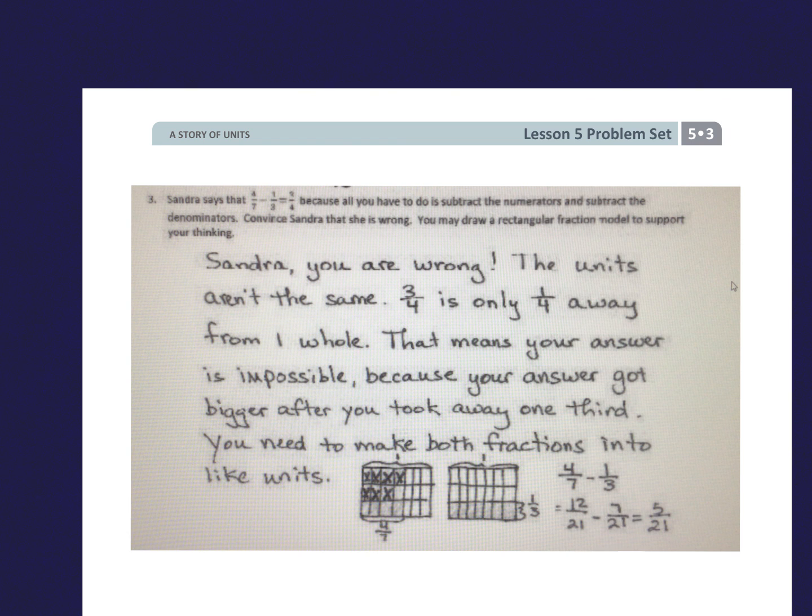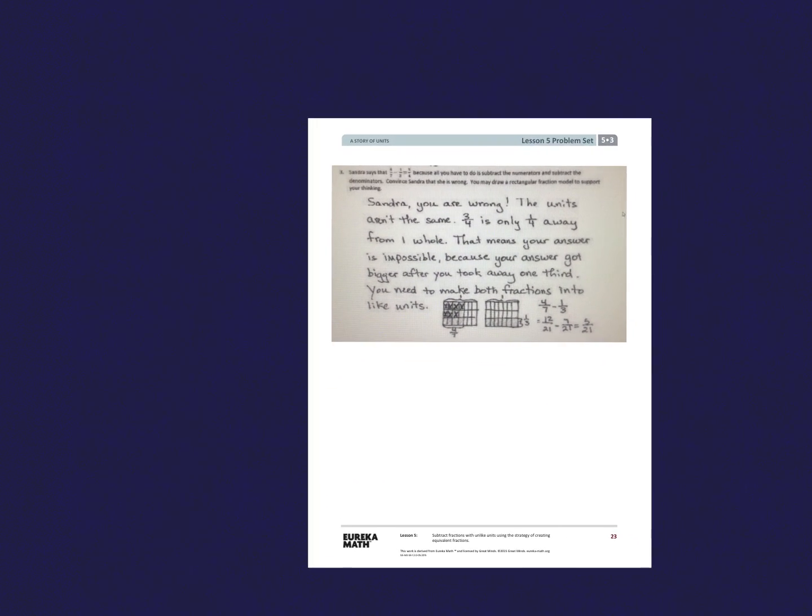You need to make both fractions into like units, right? So what she did was she did 4/7 minus 1/3. She did 4 minus 1 up top, and that got her 3. But she subtracted the bottom units. You can't add and subtract when they're different. You have to change them so that they're the same before you do anything. And she just did 7 minus 3, and that's where she went wrong. Here's the correct answer. Kiss your brain if you got that right.